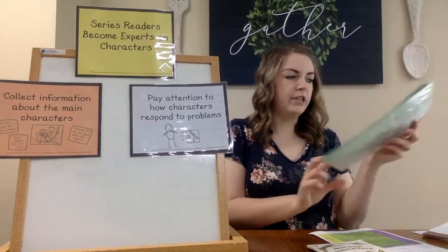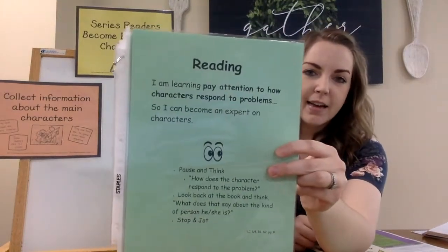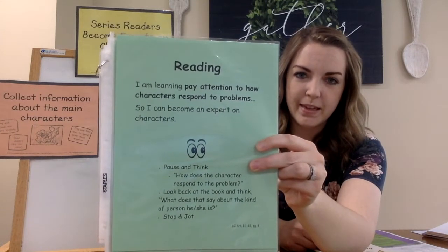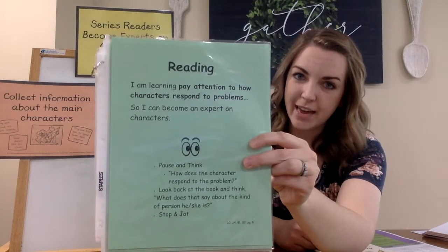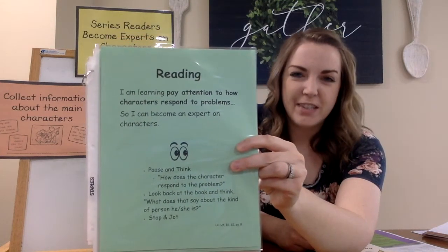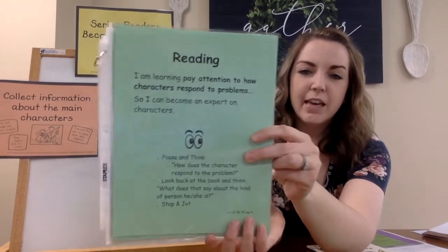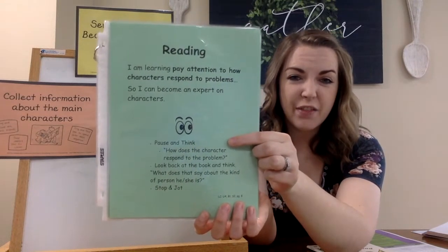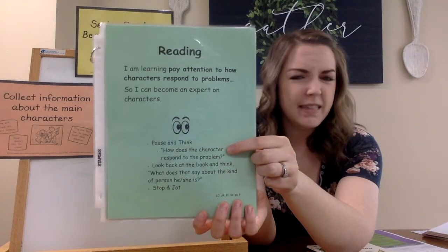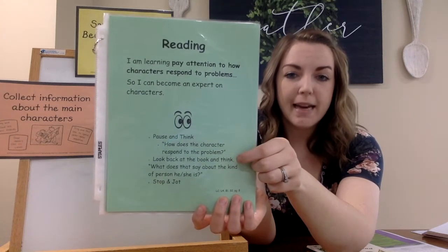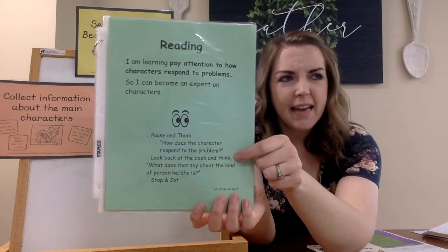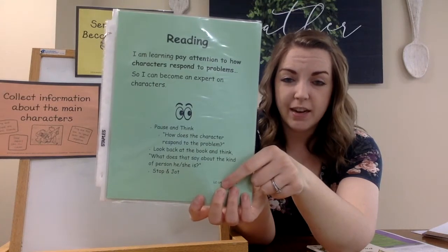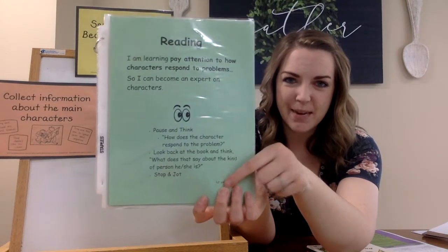Let's take a look at our learning target. I am learning to pay attention to how characters respond to problems so I can become an expert on characters. Remember, we're trying to understand those characters really well. Here are some things that I am going to be looking for today. As you're reading, you're going to pause and think, how does the character respond to that problem? You're going to look back at the book and think, what does that say about the kind of person he or she is? And you're going to be stopping and jotting as you read. All right, let's start examining problems.